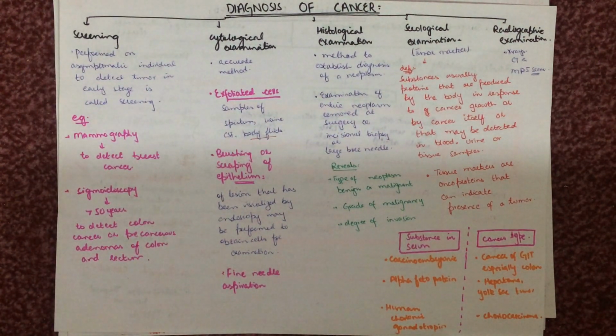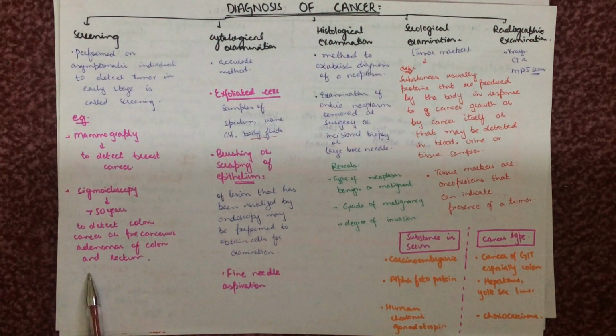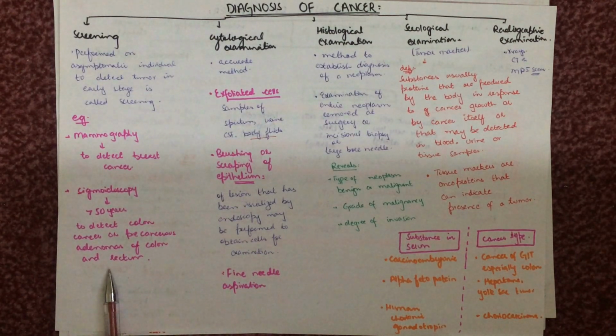Let's talk about the diagnosis of cancer. It can be done either by screening, cytological examination, histological examination, serological examination, or radiological examination. Screening means it is performed on asymptomatic individual to detect the tumor in early stage. For example, mammography to detect the breast cancer, or you talk about the sigmoidoscopy. What is sigmoidoscopy? It is a procedure that is carried out to detect the colon cancer or precancerous adenoma of colon and rectum, and carried in persons greater than 50 years of age.